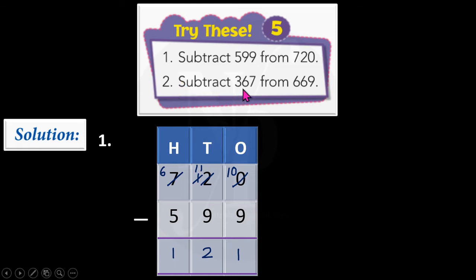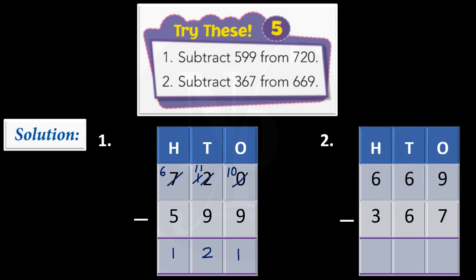Subtract 367 from 669. Let us write down the numbers appropriately in the place values table as shown here. That is 669 in the first row and 367 in the second row along with the minus sign. Now we subtract the digits at ones place. That is subtracting 7 ones from 9 ones. We get 2 ones. So I write 2 here, 2 ones.